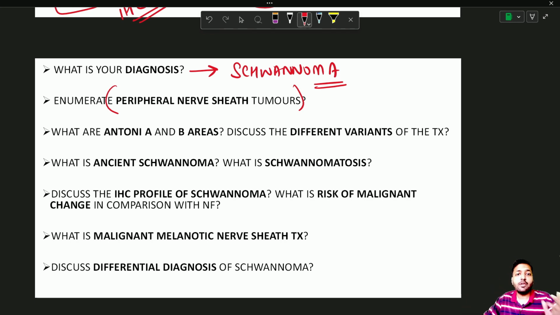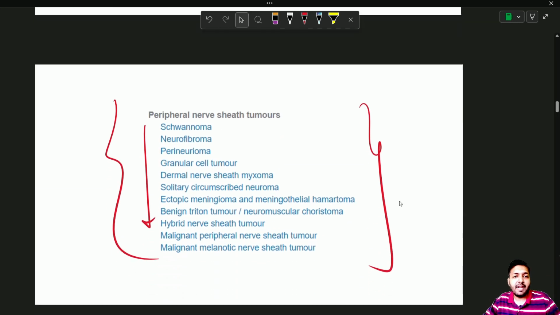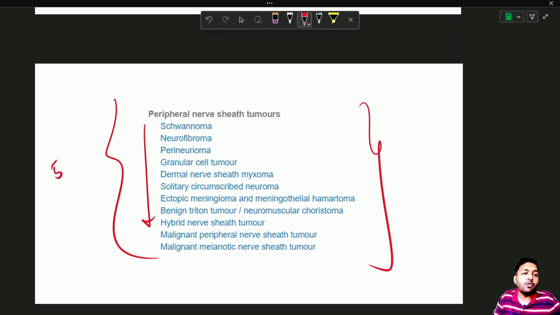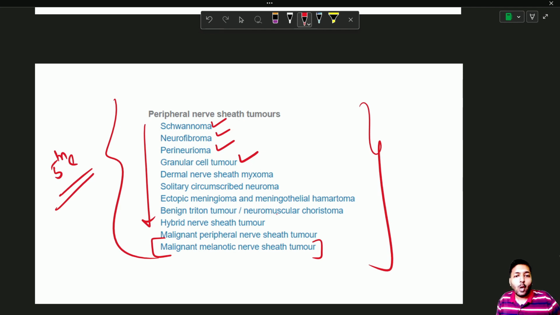If you just answer like this, the examiner will know that you have a fair bit of an idea. But in the WHO 5th edition, they have already enumerated all the tumors and added certain new entities as well, like over here. I have just told you the most important ones to remember: schwannoma, neurofibroma, perineurioma, granular cell tumor. Along with that, you should remember MPNST as well as malignant melanotic nerve sheath tumor.